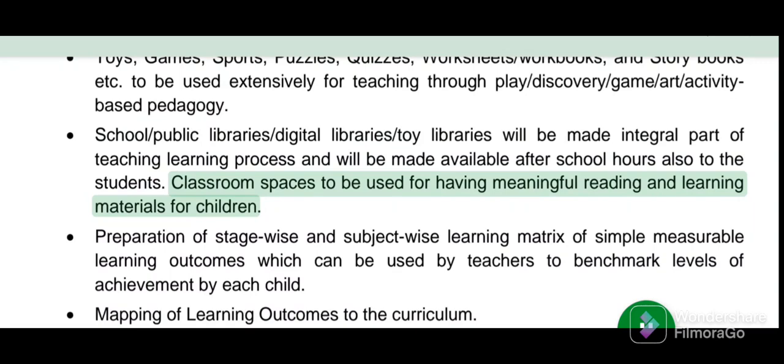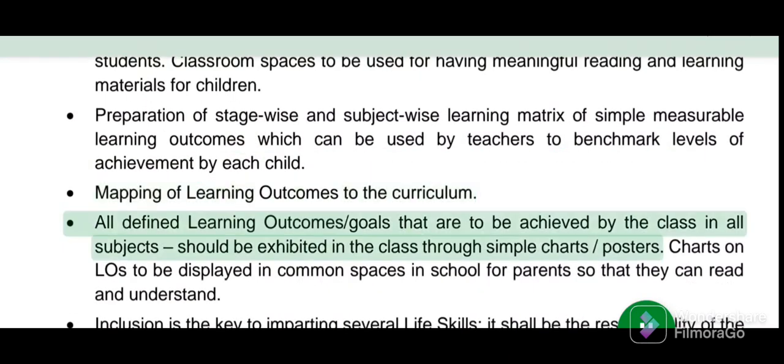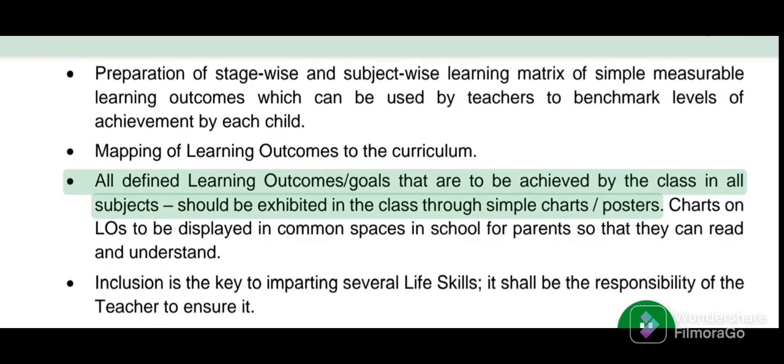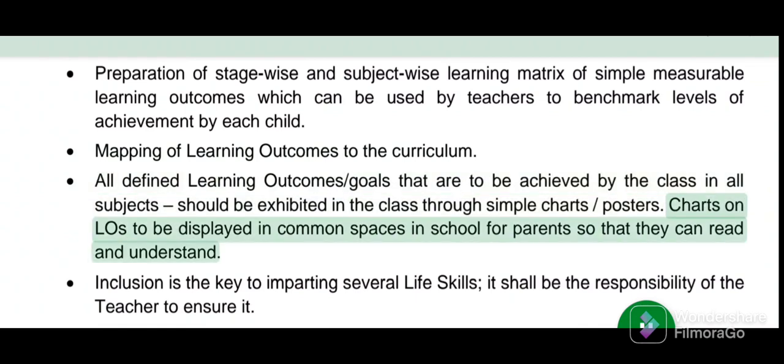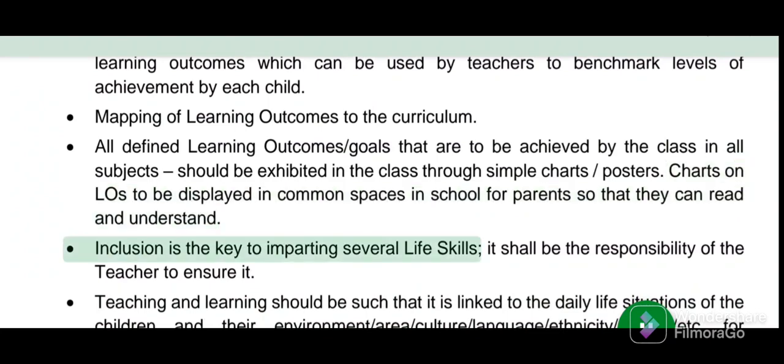Classroom spaces to be used for having meaningful reading and learning materials for children. Preparation of stage-wise and subject-wise learning matrix of simple measurable learning outcomes, which can be used by teachers to benchmark levels of achievement by each child. Mapping of learning outcomes to the curriculum. All defined learning outcomes and goals that are to be achieved by the class in all subjects should be exhibited in the class through simple charts and posters. Charts on LOs to be displayed in common spaces in school for parents so that they can read and understand.